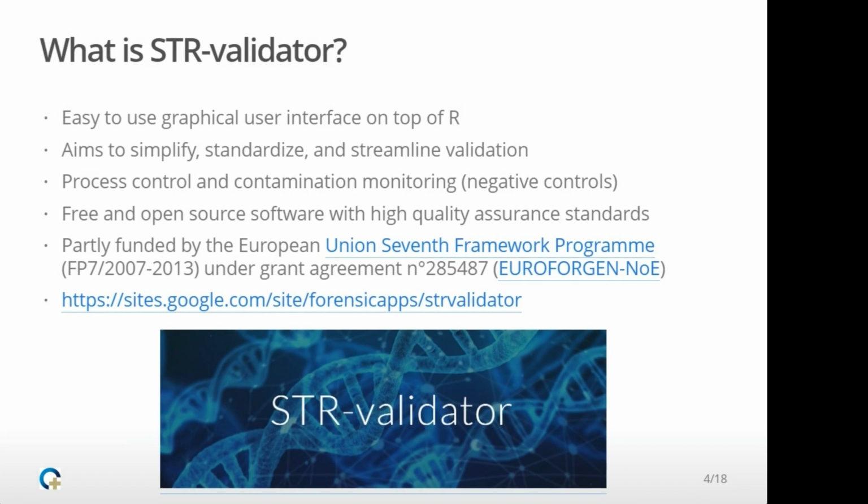STR-validator is an easy-to-use graphical user interface on top of R. It aims to simplify, standardize, and streamline validation, but it can also be used for process control and contamination monitoring of negative controls. It is a free and open source software with high quality assurance standards. I created the software during my PhD that was partly funded by the European Union 7th Framework Program. You will find more information about the STR-validator on this webpage.